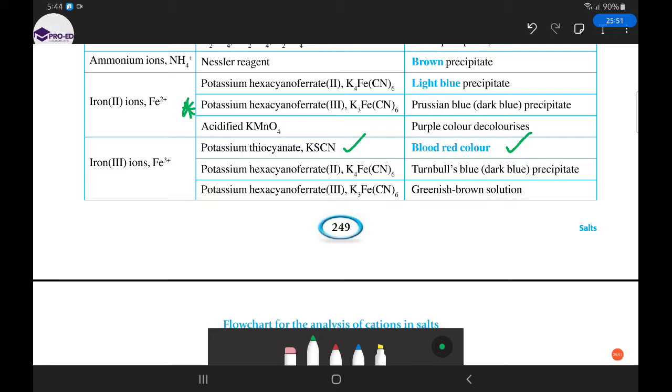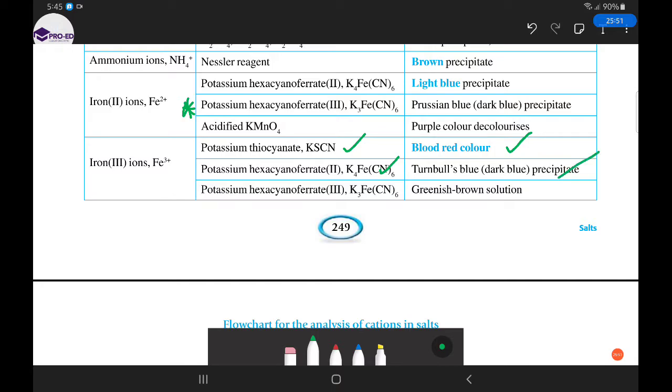However, if you don't want to use the most obvious one here, we can still use the other 2 reagents, like I said earlier. In this case, you can use potassium hexacyanoferrate(II), this one. What happens if there are iron(III) ions there? It will form Prussian blue. Earlier it was Turnbull's blue for Fe2+, now it's Prussian blue for Fe3+. Again, it will form a dark blue precipitate.